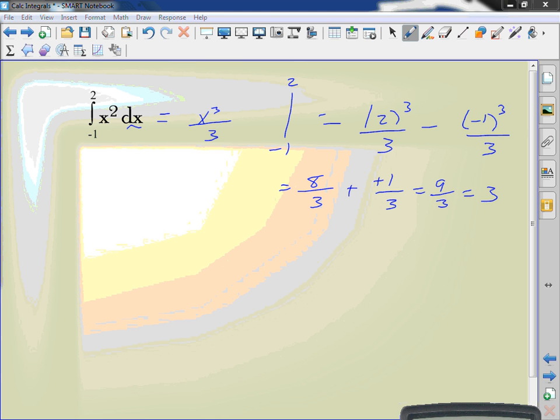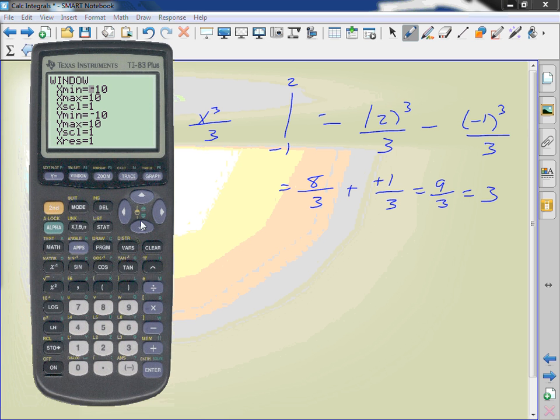What this means, if I take and graph f of x equals x squared, the area under the graph from negative 1 to 2, all of this right here would add up to 3. It is an exact answer.